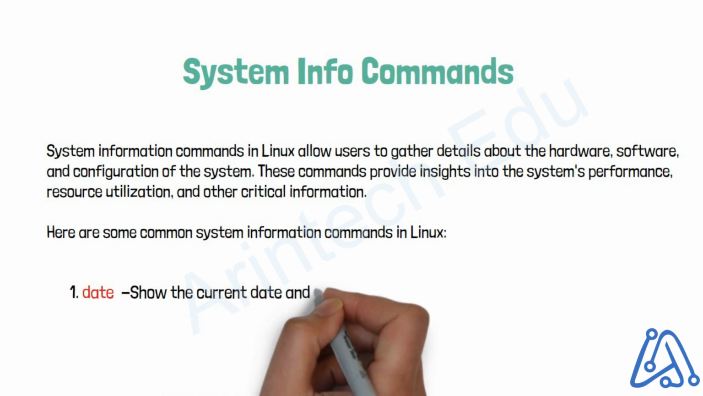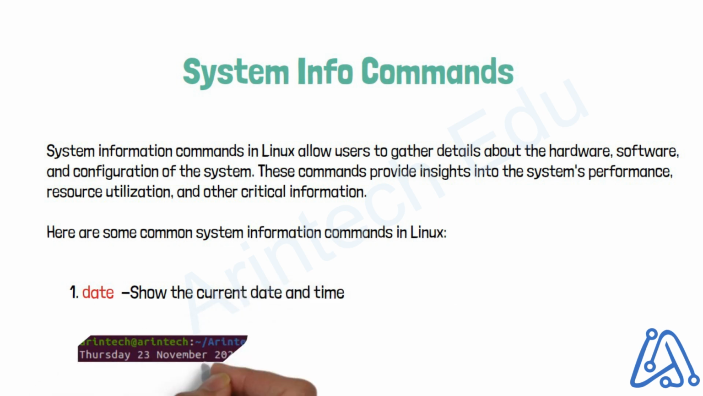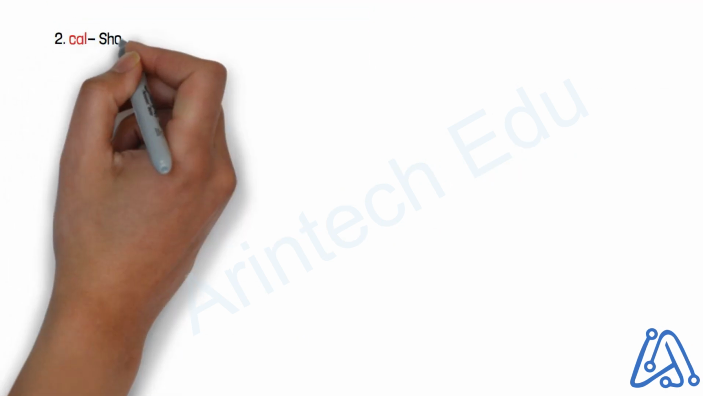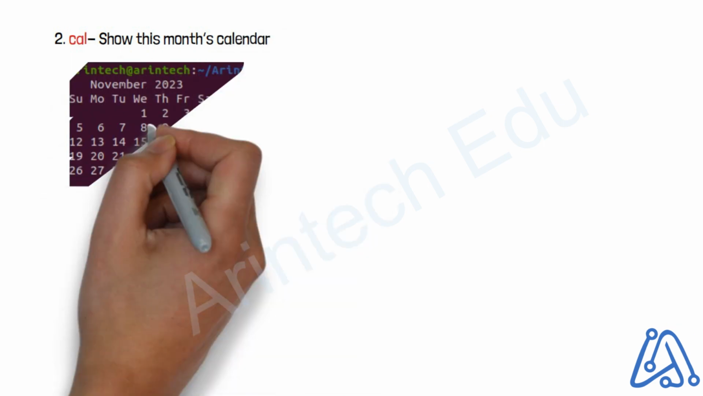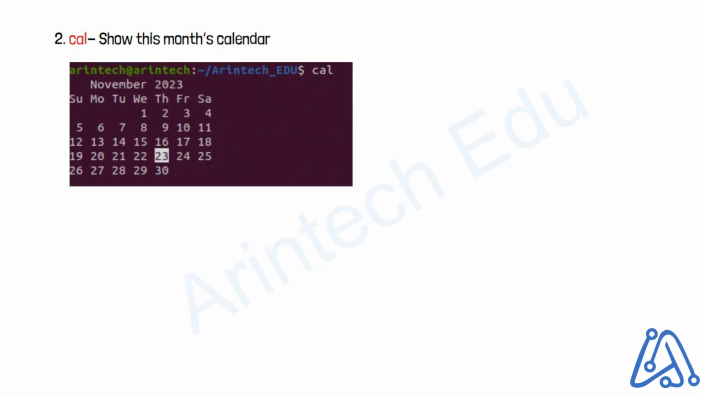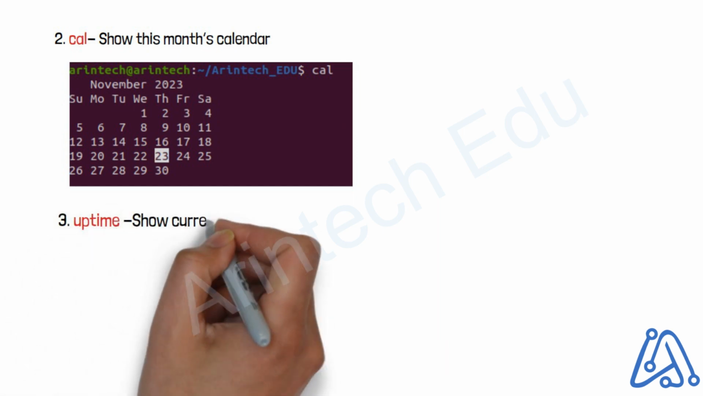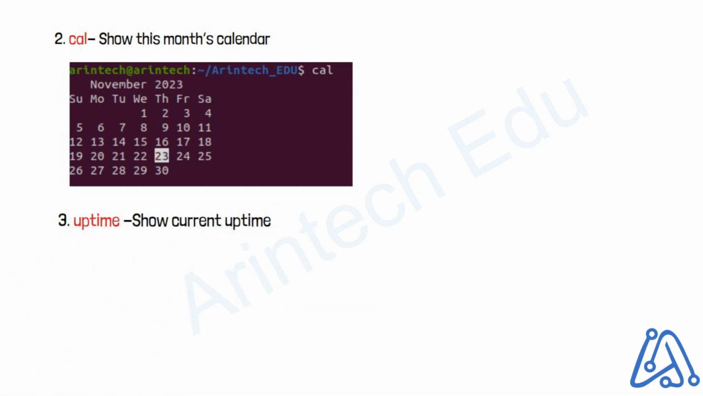1. date, show the current date and time. 2. cal, show this month's calendar. 3. uptime, show current uptime.